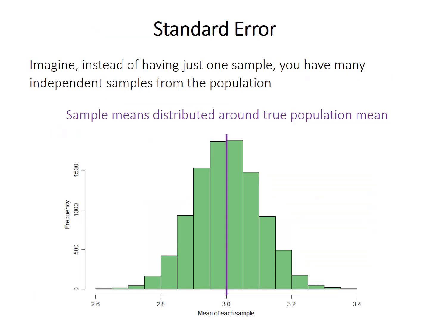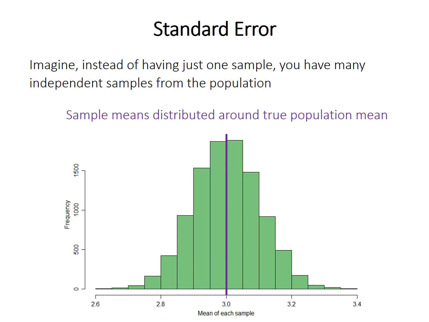So to illustrate this, let's first imagine that if we want to estimate uncertainty, instead of just having one sample, we actually have many samples taken independently from the population. So we have our population and we take a sample and we calculate the mean of that, and we take another sample and we calculate the mean of that sample. So each of those samples has its own mean value, and those sample means will be distributed around the true population mean, which in this case is 3.